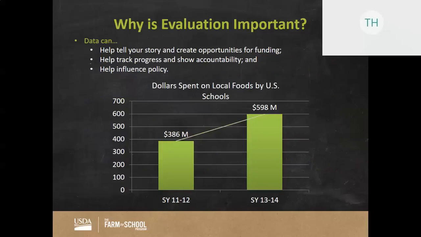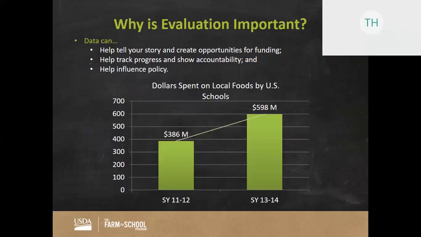And this slide includes an illustration of why evaluation is important. The data from evaluations can help you tell your story and create opportunities for funding, help track your progress and show accountability, and help influence policy. And this graph is an example that was created using dollars spent on local foods by U.S. schools from school year 2011-2012 through school year 2013-2014. You can immediately see that there was an apparently substantial increase. It's easy to immediately visualize exactly how much the amount of money spent on local foods by U.S. schools grew between those school years.